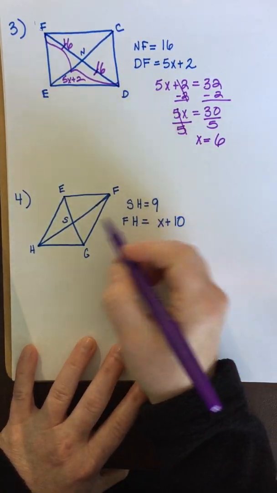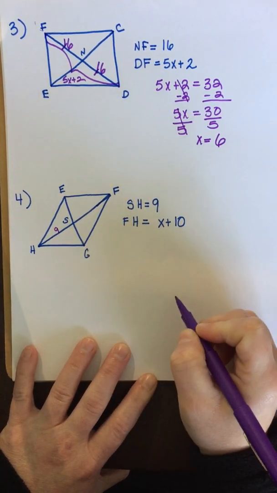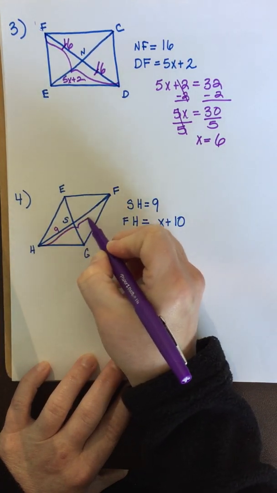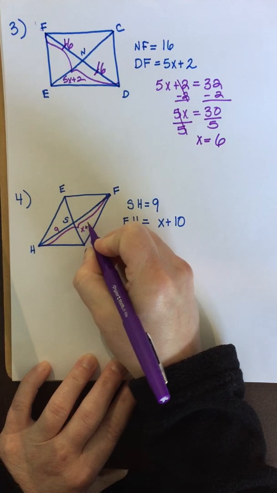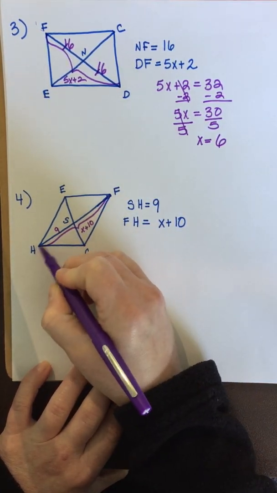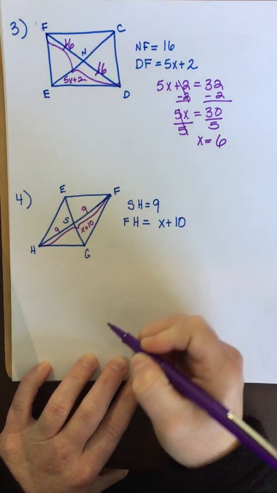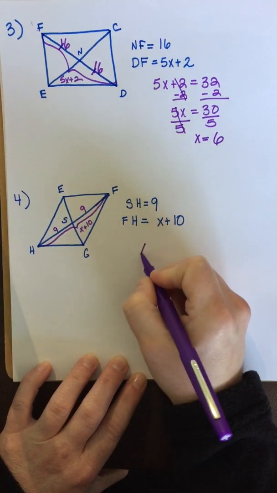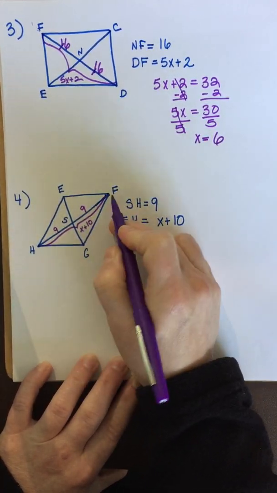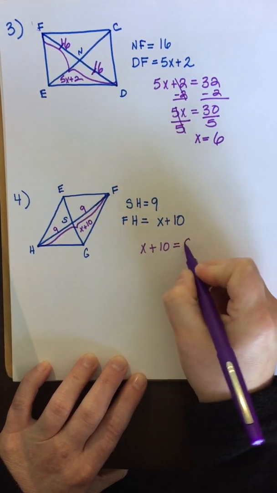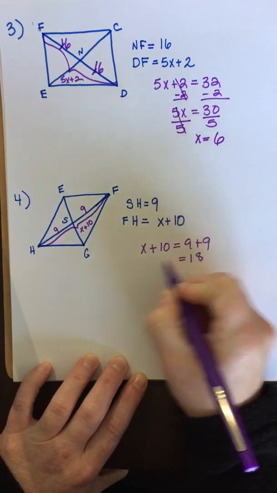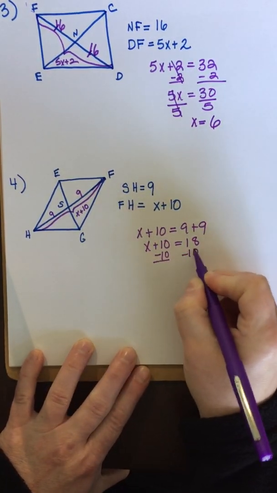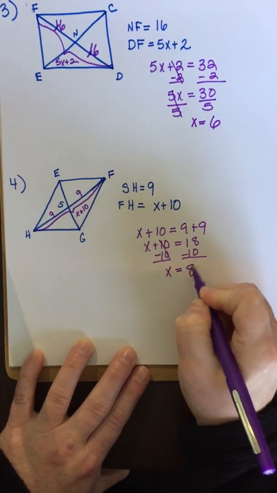It says SH is 9. So here's SH, that is 9. FH is x plus 10. FH, again, we have the entire diagonal, is x plus 10. So like we did before, if this is 9, I know that this also must be 9 because the diagonals bisect each other, so it cuts it into 2 equal pieces. So I know that x plus 10, the entire length of the diagonal, is equal to 9 plus 9. And of course, that's 18. To undo addition, we subtract. And 18 minus 10 is 8.